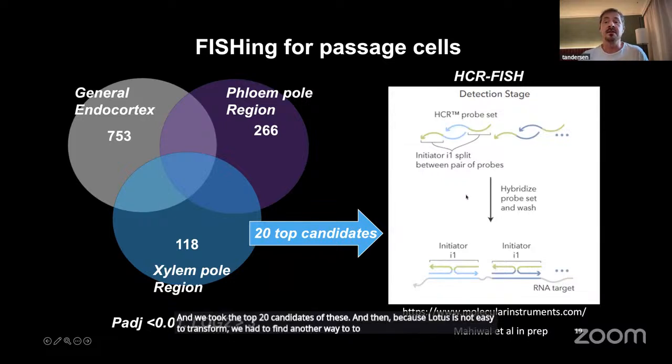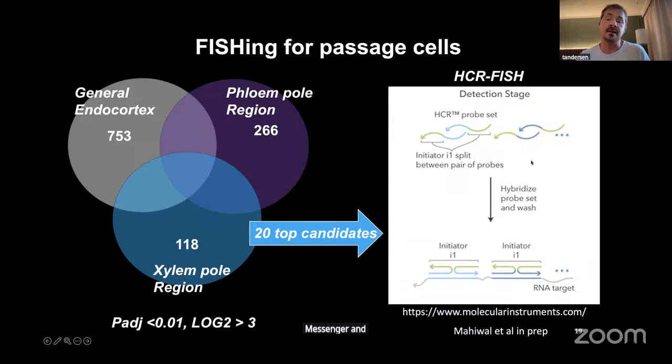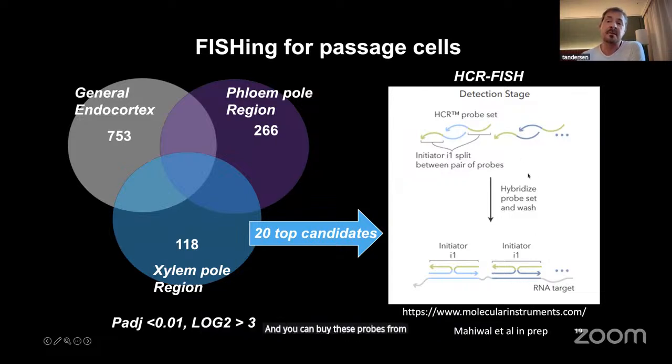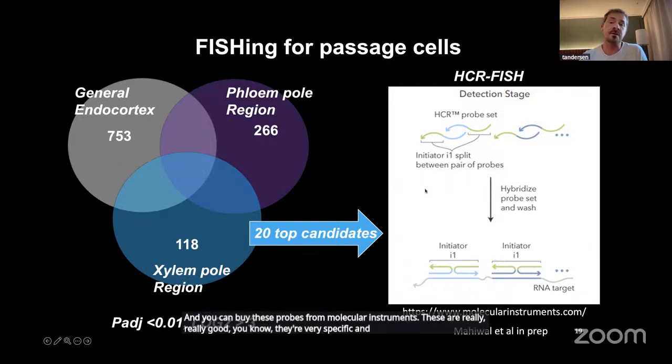visualize these genes. Swati, my PhD student, developed in Lotus a method of FISH, where she could look for the messenger RNA themselves inside Lotus. This is a fascinating technique. And you can buy these probes from Molecular Instruments. These are really, really good. They're very specific and a very powerful tool to look at this.